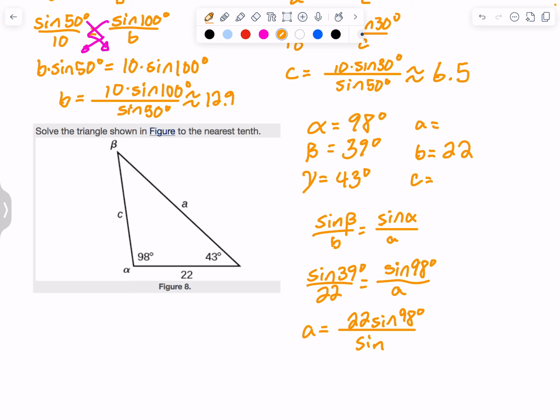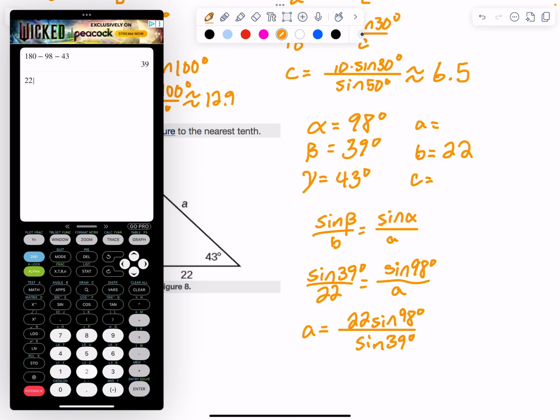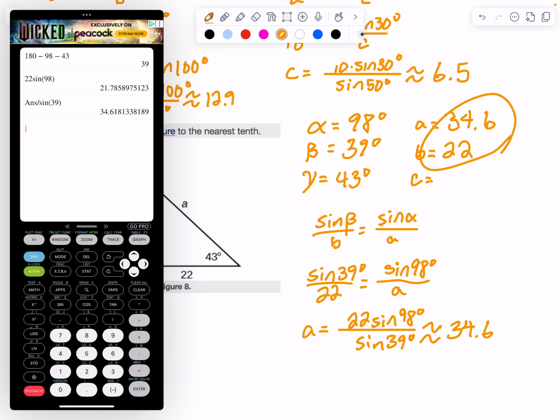And then times by a and divide by sine of 39 degrees. So we get 22 sine 98 divided by sine of 39. So we got roughly 34.6. Now, I usually go up here and just make sure, it's kind of hard to tell sometimes, but this makes sense with the other number given.